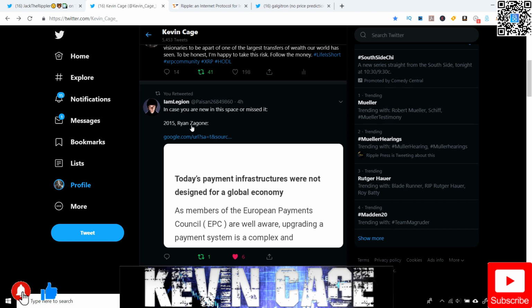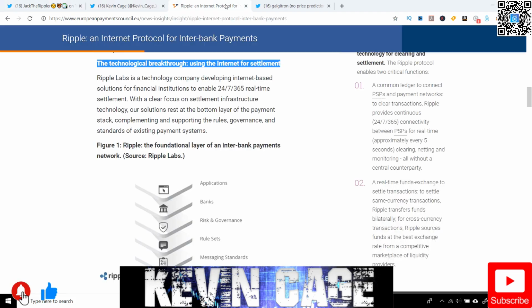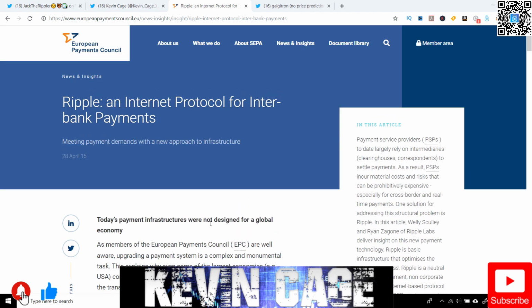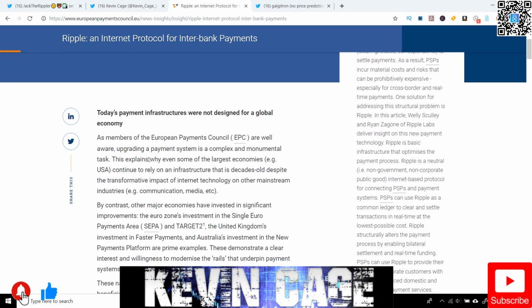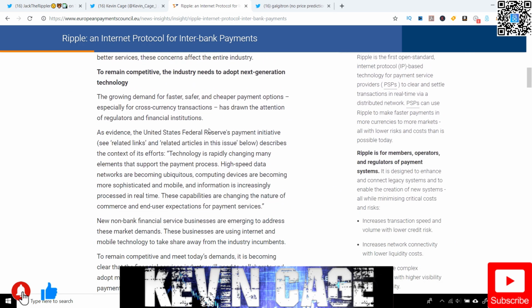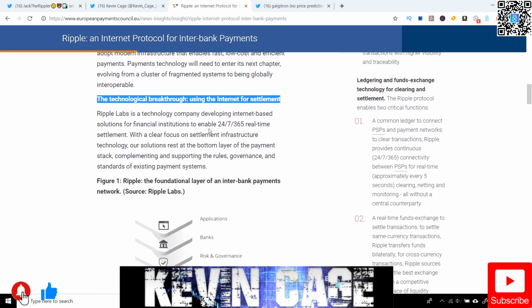So just sharing this 2015 Ryan Zagone. This is a great article. So I just want to pop into this really quick. So again, Ripple, an internet protocol for interbank payments. And this was back in April. And again, this is a great thing. I'm going to speed through this and just go to the parts that I like.